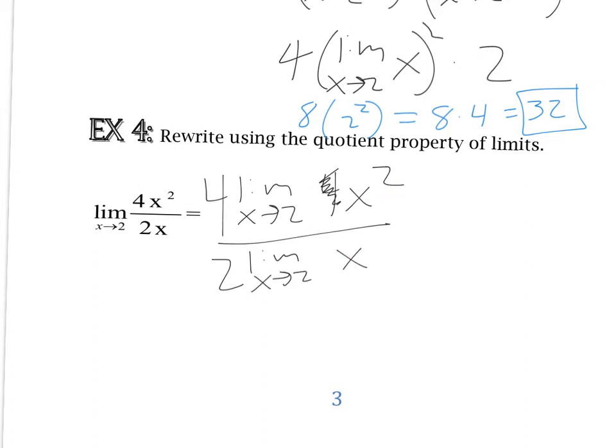And we could actually simplify things here. Not really necessary for this problem, but yeah, we could cancel out a 2, we could cancel out an x, all kinds of stuff. But just showing you how we could rewrite it. Let's go to the next page.